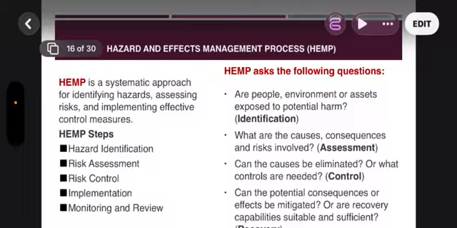Steps of HEMP: hazard identification, we just did that by talking; risk assessment; risk control implementation; monitoring and review of what has been implemented.